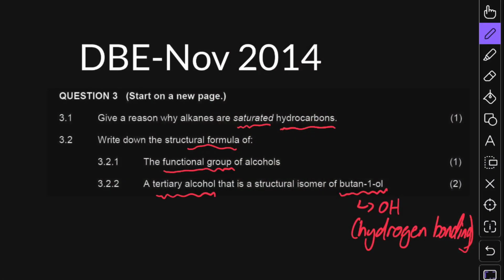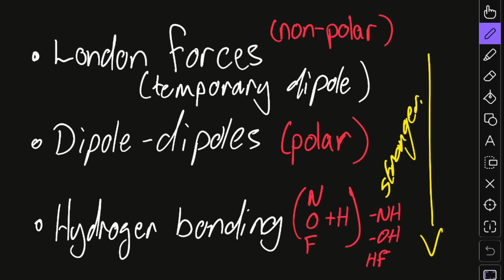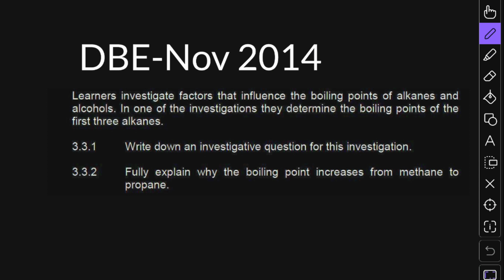Okay, so let's get into answering this question a little bit after this break. I do want to take a look a little bit ahead at the other questions which we're going to face. There's an investigation coming up a little bit later on, and I want you to try and see during the break if you can answer the questions. We've got learners investigating factors that influence the boiling points of alkanes and alcohols. In one of the investigations, they determine the boiling points of the first 3 alkanes. So that's methane, ethane, propane. How do I know those? Because they are alkanes. The "ane" part means all C, single bond C. So methane, ethane, propane.